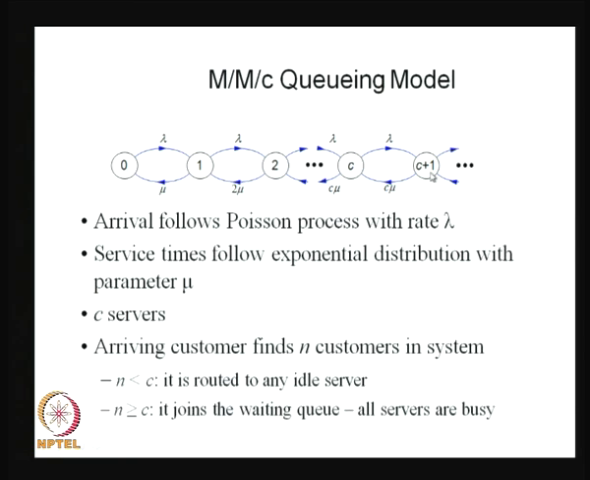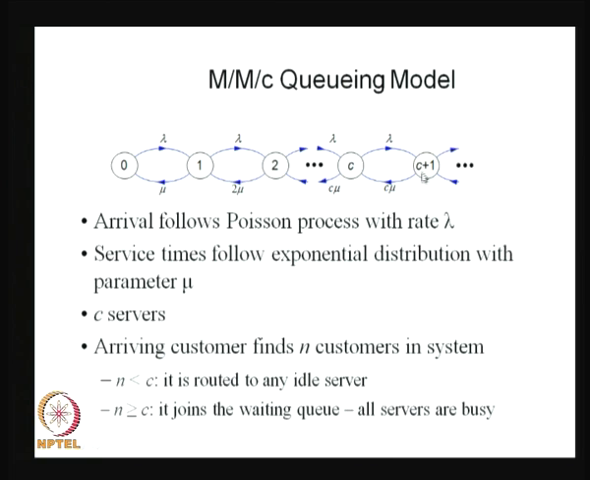Now, we will discuss the rate at which the system is moving from the state C plus 1 to C. The system state is C plus 1, that means the number of customers in the system is C plus 1. We have C servers, therefore, one customer will be waiting in the queue. Therefore, the system moves from C plus 1 to C when one of the servers completes the service out of C servers.